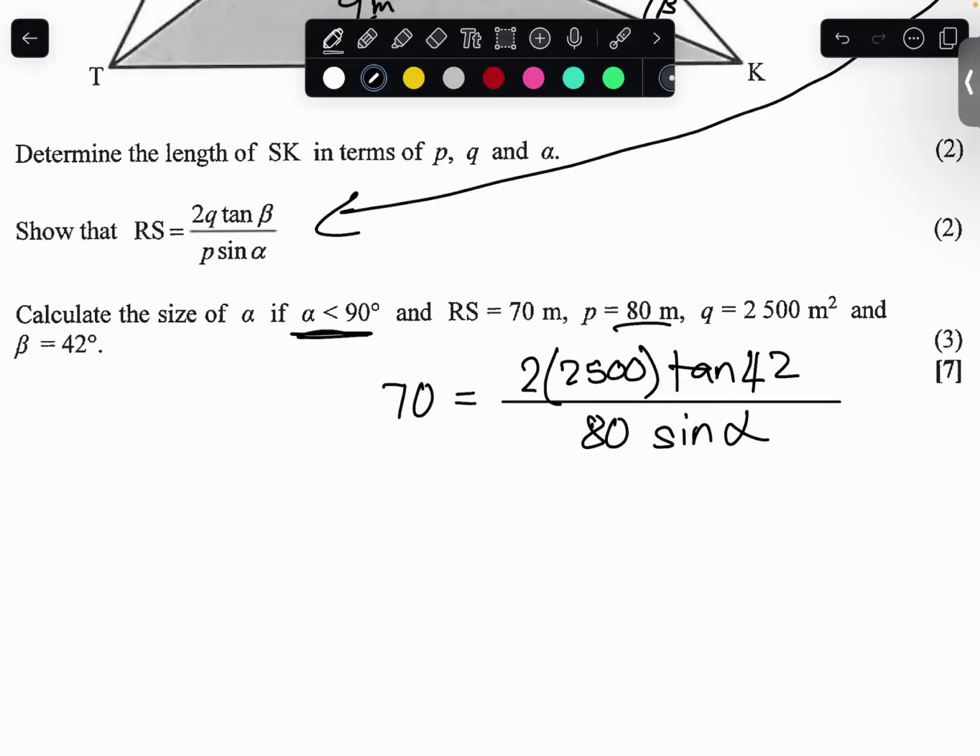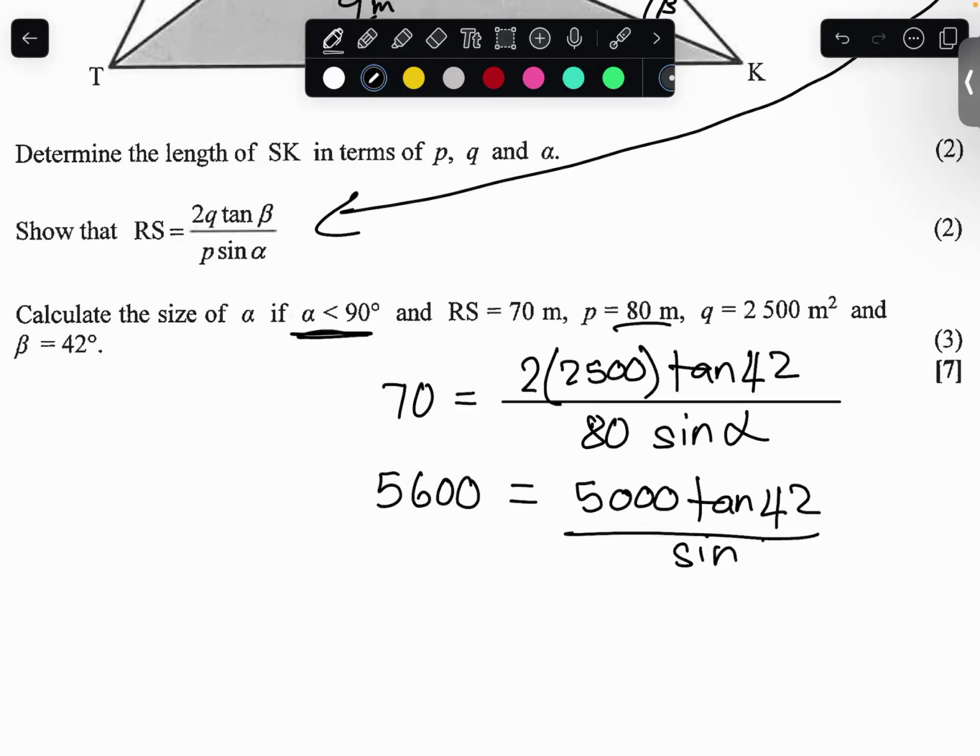Right. So 70 times 80 gives me 5600 on this side. 2 times 2,500 is 5,000 on there. That's tan 42 all over sine alpha. Remember, I just took that times that to get this, right? Okay. And then I'm going to shift this up, shift that down.